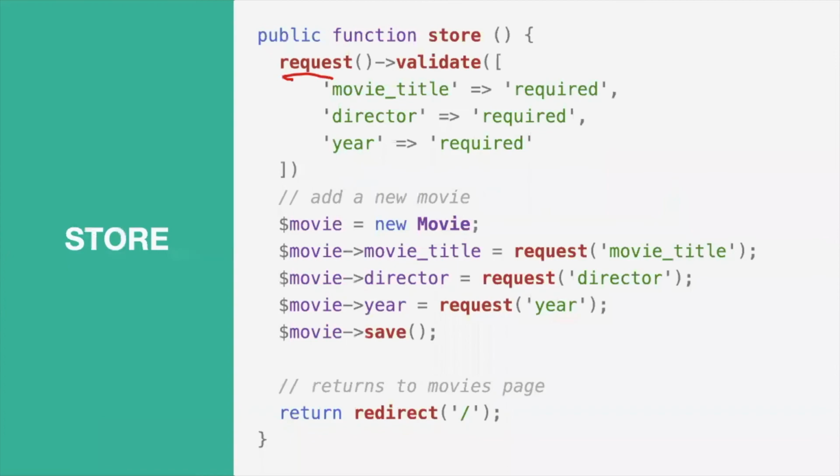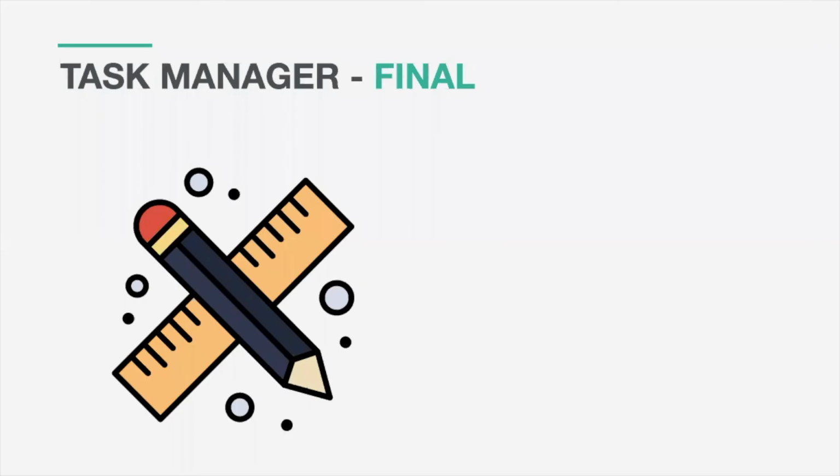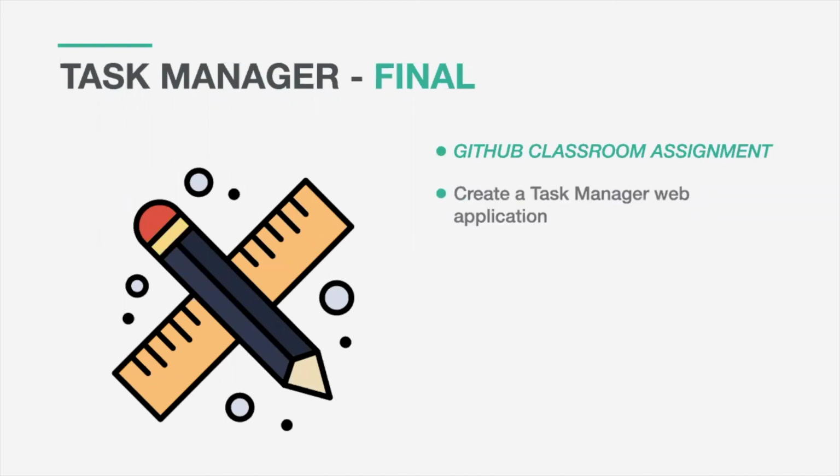All right, so speaking of, let's talk about your final project, which is Task Manager. Task Manager is a GitHub Classroom assignment, so make sure you accept that. What you're going to be doing is building a task manager. A task manager is sort of like a to-do list, except it's on steroids, so to speak. This task manager will require users to register and sign in to use the application, so everybody has an account.